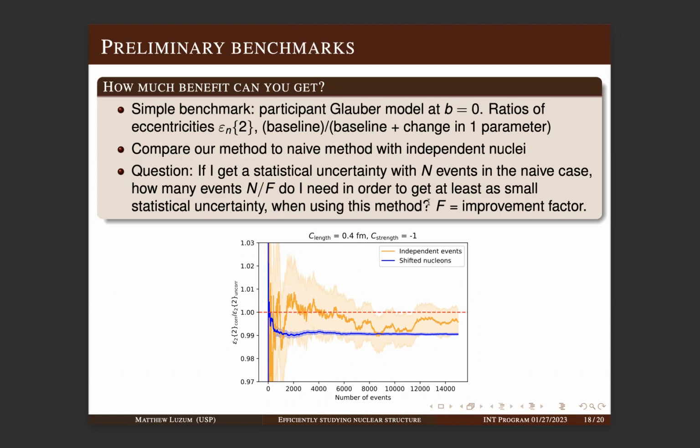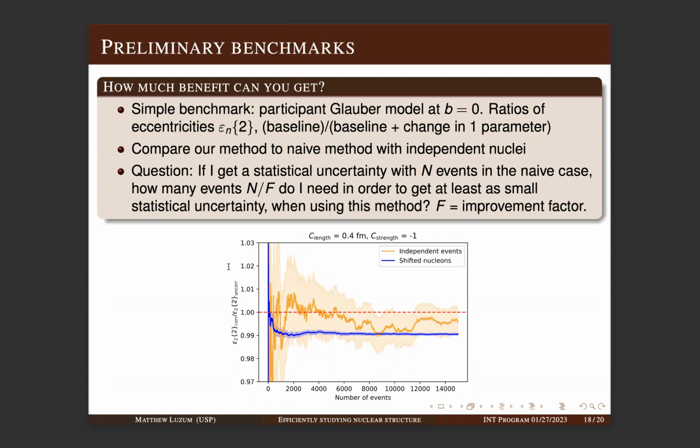And then I define this improvement factor, answering this question: if I get some given statistical uncertainty with n events in the independent case, how many events do I need in the better case to get at least as small a statistical uncertainty? That number I define as the improvement factor. What factor fewer events do I need? Does the definition make sense? If so, then I'll jump straight to the actual results.